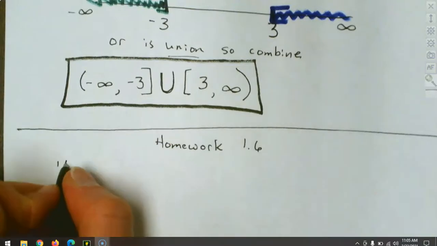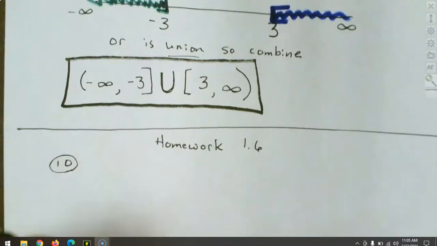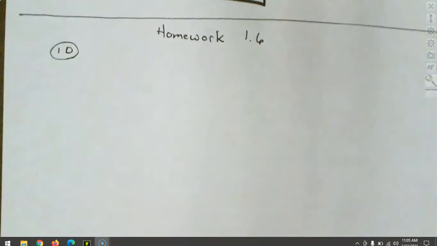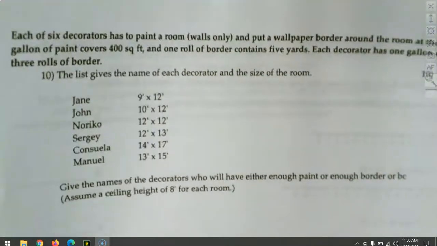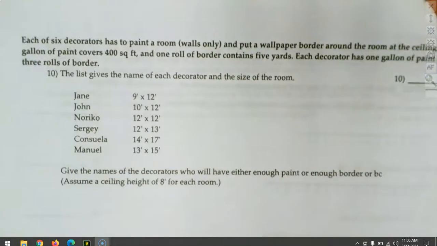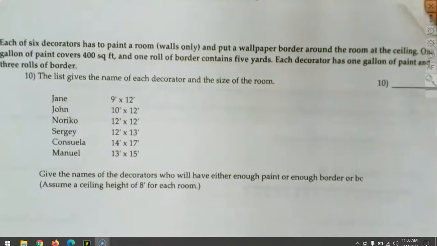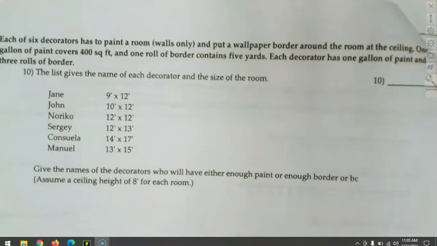1.6. I'm going to look at question 10. I am not going to work it out completely. I am only going to do Jane, the first decorator. So what we're trying to do is figure out how much material we need to buy.